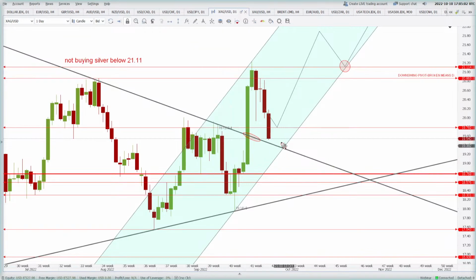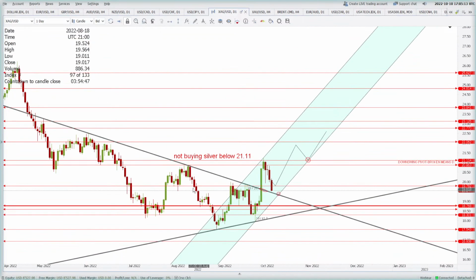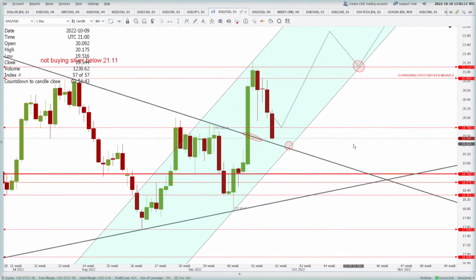This is the level that I think the buyers will be interested in. One is this rising channel's support line. Second is this broken symmetrical triangle. This has a huge value. There was a symmetrical triangle, and the price broke it to the upside.